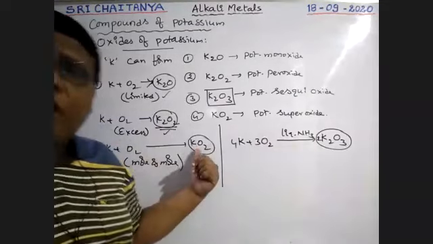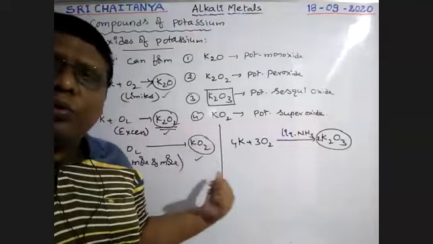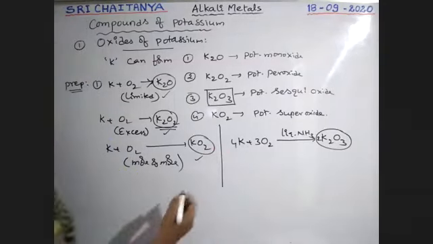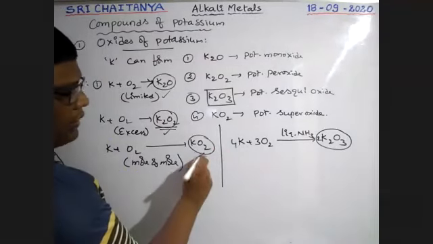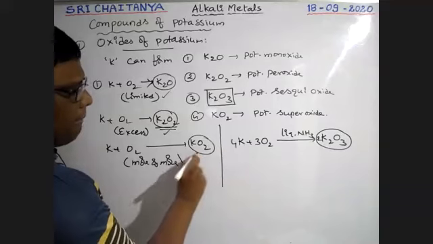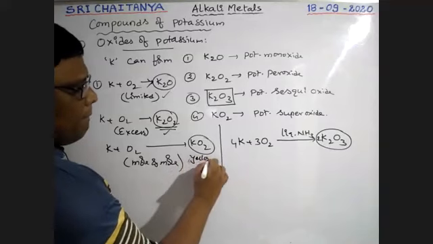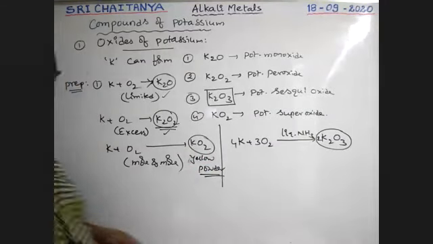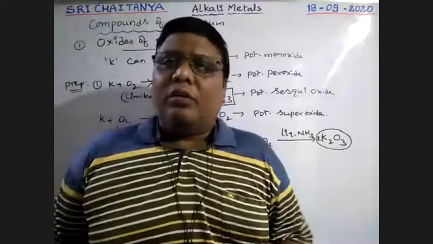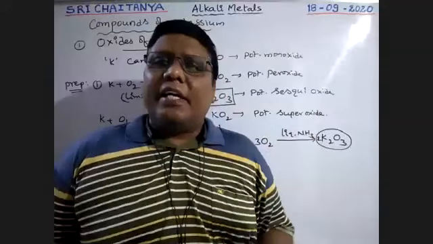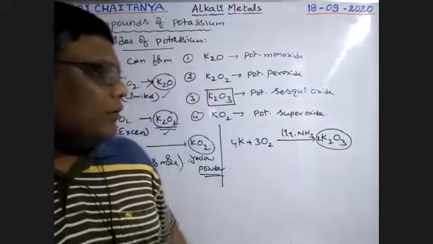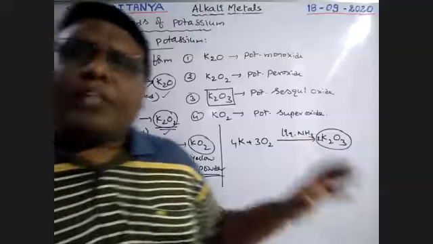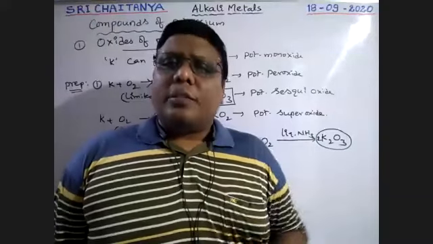Boys, superoxides are colored. So KO2 is also colored. It is a yellow colored powder. Superoxides are colored, as we already know, because of the presence of unpaired electrons in the structure. So these are the preparation methods of these oxides.